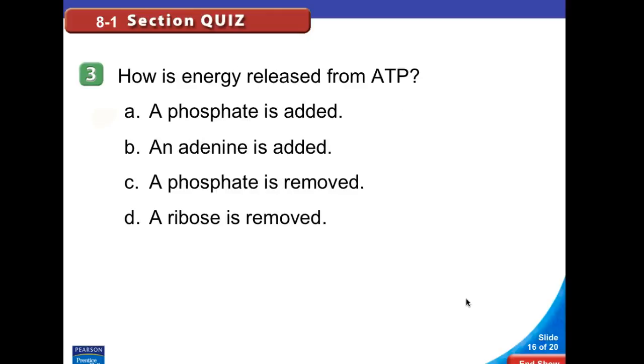How is energy released from ATP? A, a phosphate group is added. B, an adenine is added. C, a phosphate is removed. D, a ribose is removed. If you pick C, a phosphate is removed, you would be correct.